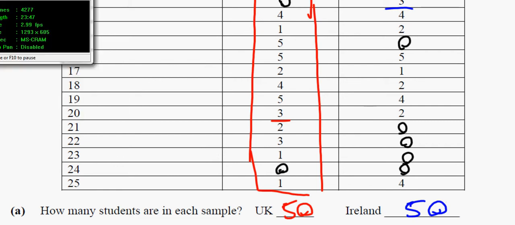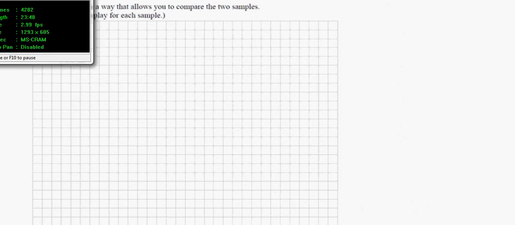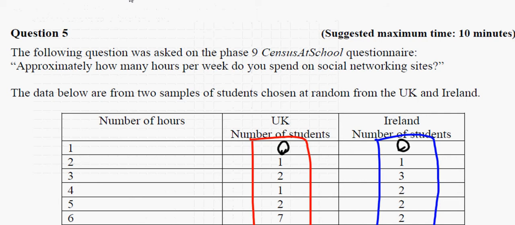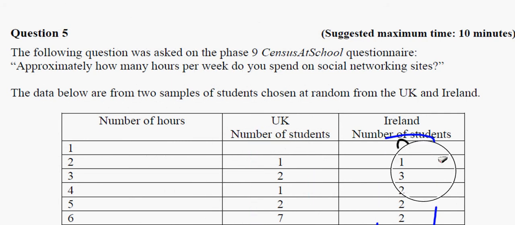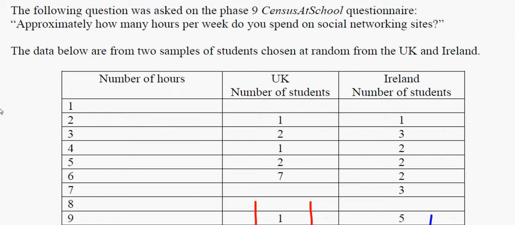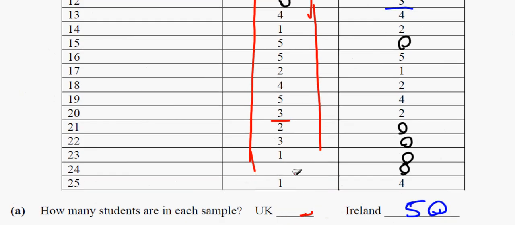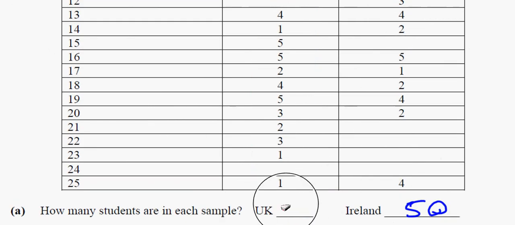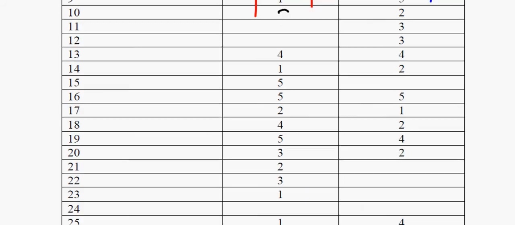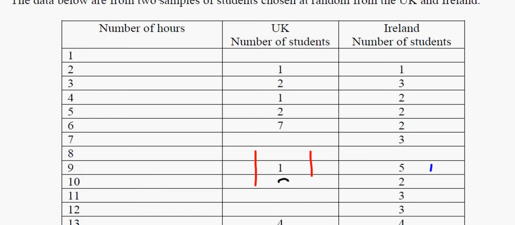Okay, so in this part it says, display the data in a way that allows you to compare the 2 samples. Use a separate display for each sample, okay? So what I'm going to decide to do here is a histogram, okay? So we need to arrange it into equal intervals. Now there's 25 hours at most, so let's arrange it into segments of 5, okay?